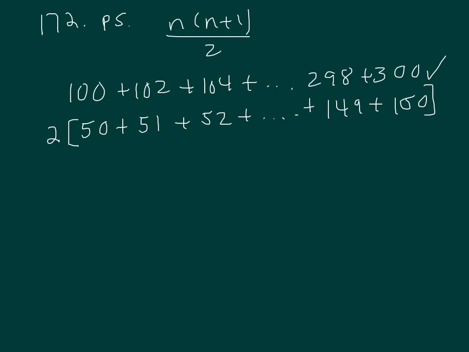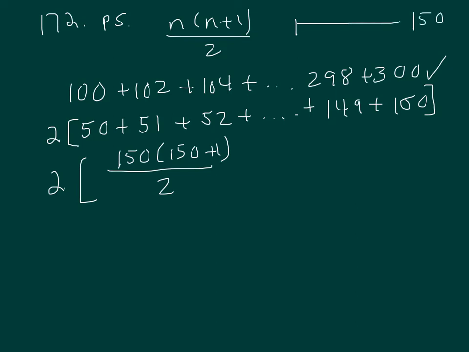Now if I substitute in, you can't lose this 2, so let's bring the 2 down. If I substitute in, this last number is 150. If I plug in 150 in my formula, it looks like that. But what that gives me is the sum of 1 through 150. And I don't need 1 through 150. I need 50 through 150.